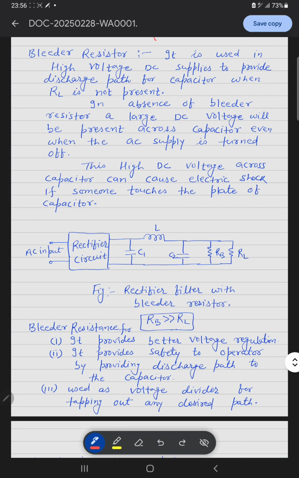We'll see the bleeder resistor. What will be the bleeder resistor? Generally, it is used in high voltage DC supplies to provide a discharge path for a capacitor when RL is not present. You can easily understand.